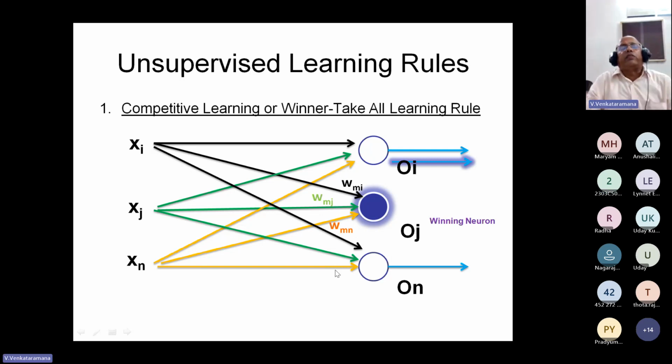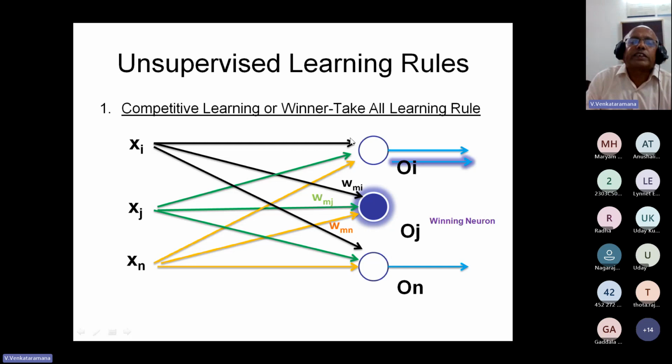Winner take all learning means the word which has come from the game. Suppose if you play cricket, what happens? There is a winner, a runner will be there. Therefore, the winner will get prize money, a large amount. With the loser or runner, you will get some money, but very small. That is why it is competitive learning, or we will call winner take all learning.